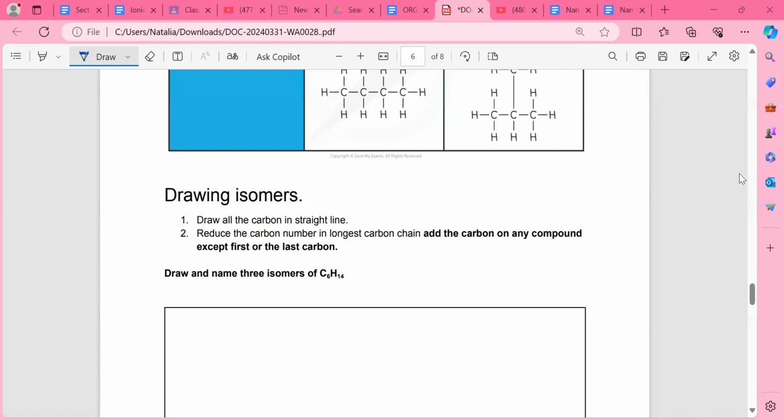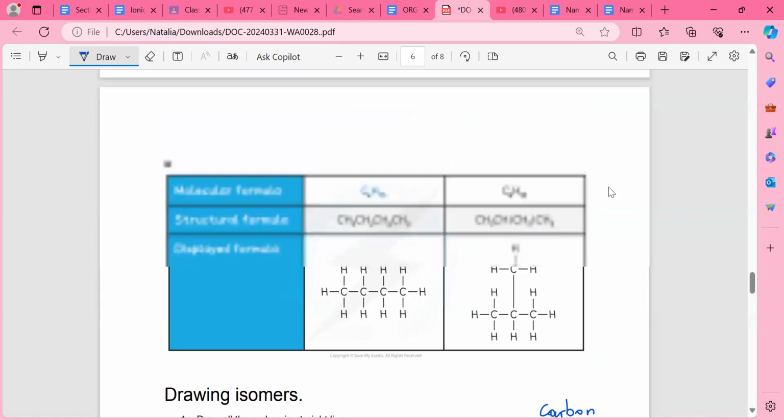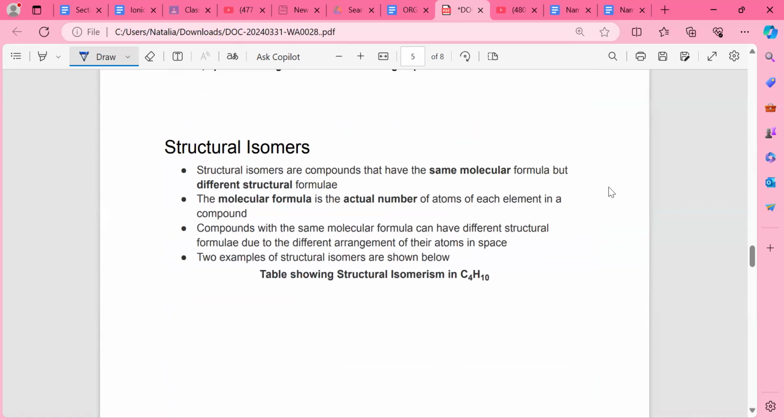And then we're going to add the extra carbon on any other carbon except the first or the last carbon. We're going to practice, and we can continue shortening, reducing the number of carbons until we can get no more. So we're going to draw isomers of C4H10.